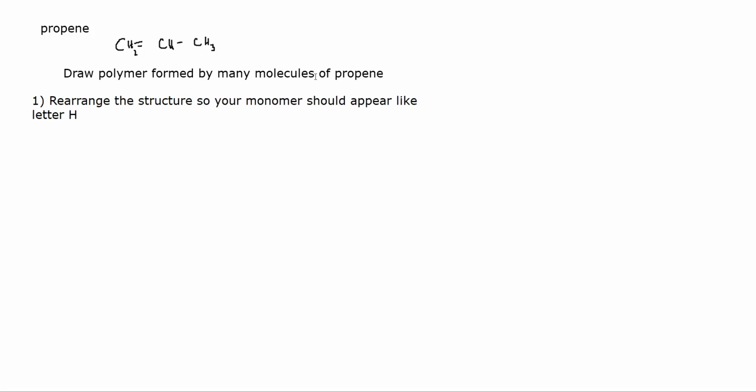So what is the meaning? How should it appear, like letter H? Whenever you rearrange, you will draw the monomer again. So what will be the monomer? This will be C double bonded with C, with 2 bonds up and 2 bonds down. Our monomer should always appear like letter H. It's like a letter H. So our monomer should always appear like this.